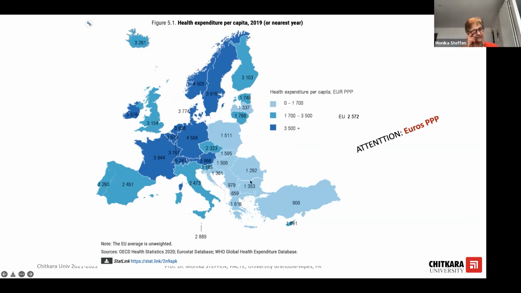So you can see the traces of history. The breakaway from communism and the transformation into liberal systems was all very hard for these countries, and you can see it in life expectancy, in health expenditure, and so on.